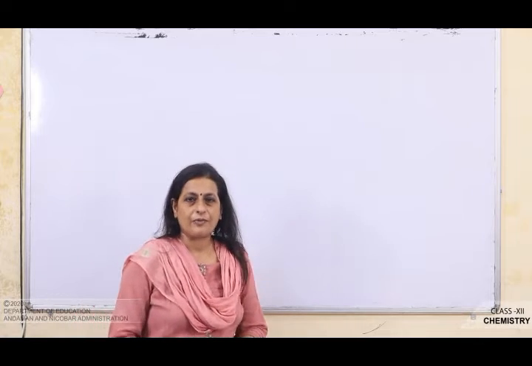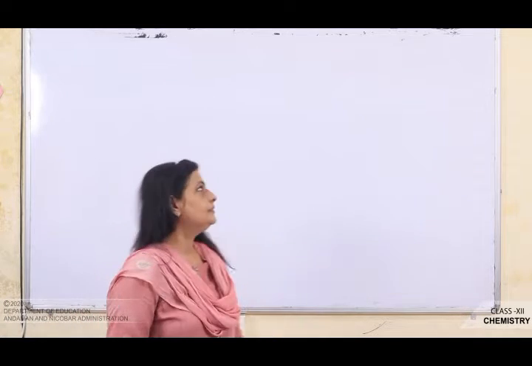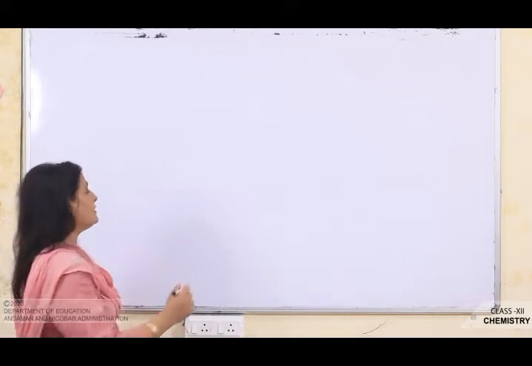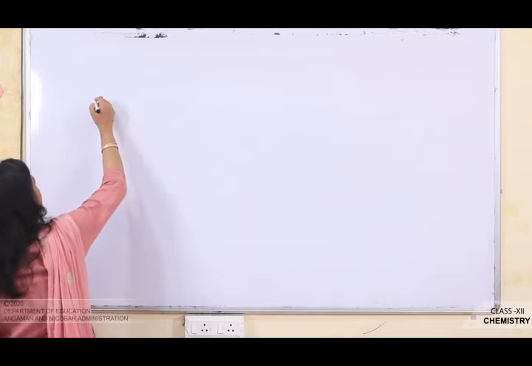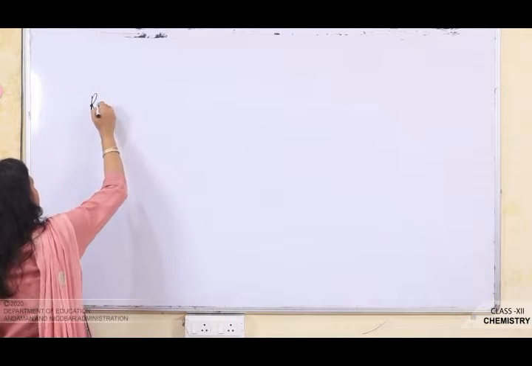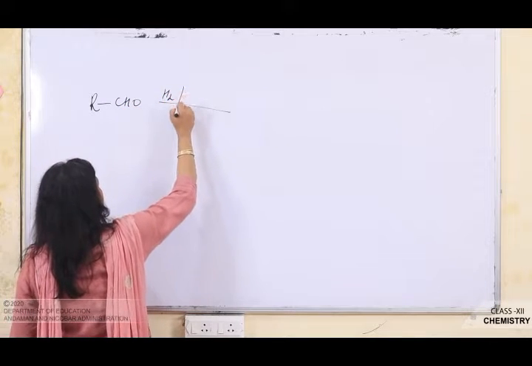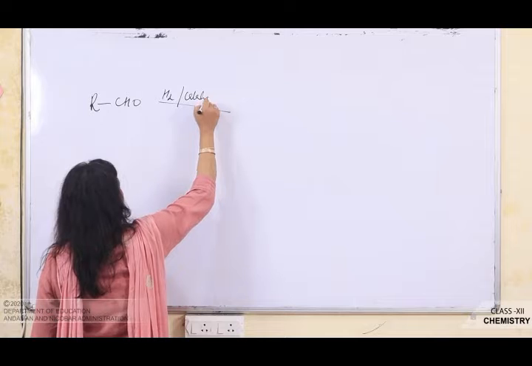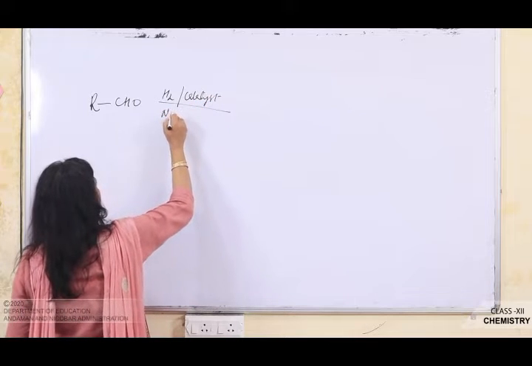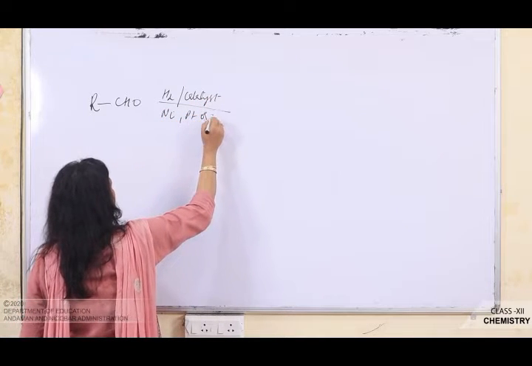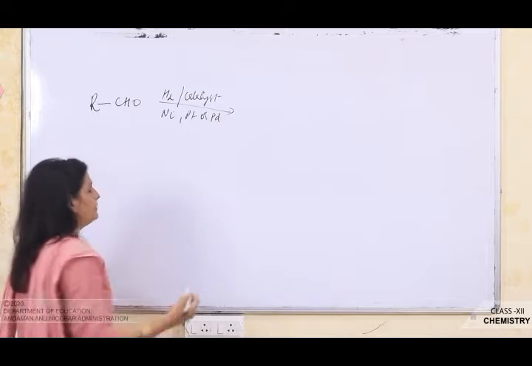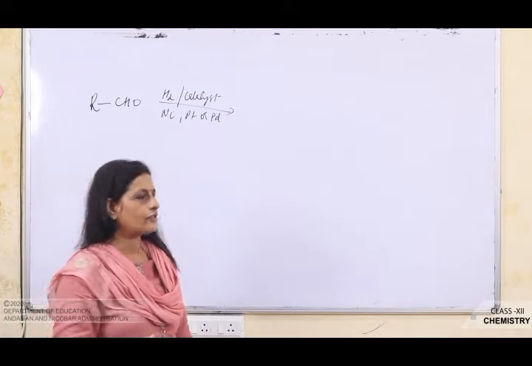Now we will continue with the preparation of alcohols. Next method is from aldehydes and ketones. See here, aldehydes on reduction with hydrogen in presence of a catalyst, and the catalyst you can use is nickel, platinum or palladium. What is a reduction? Addition of hydrogen or removal of oxygen.